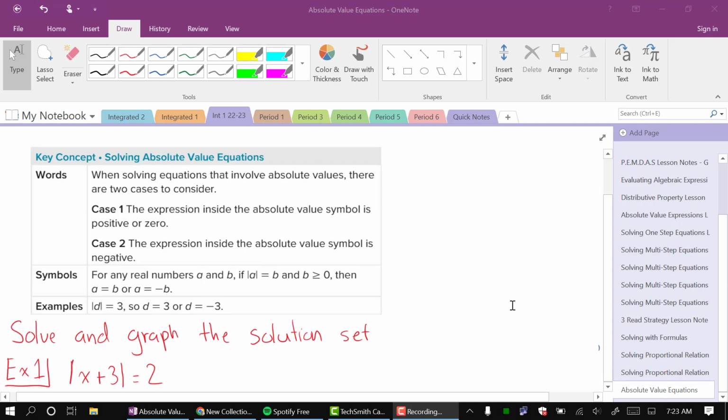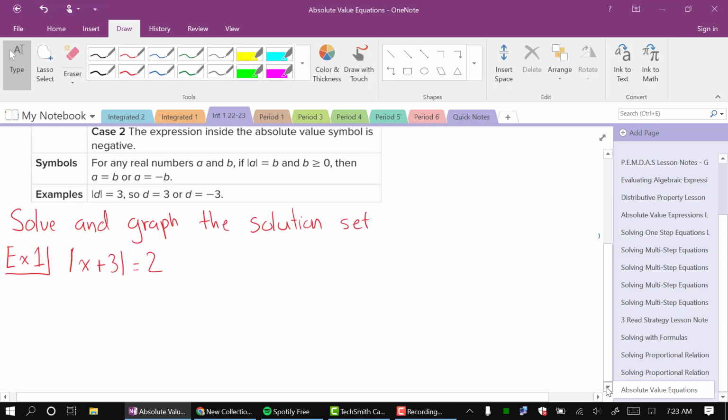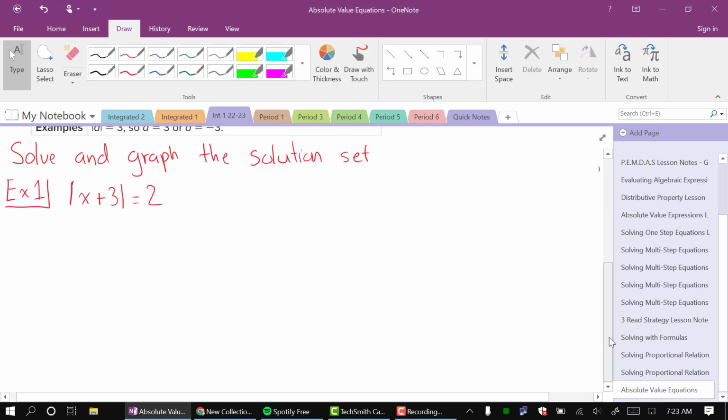So we want to solve and graph the solution set for this absolute value equation. I'm going to start off with case 1. What happens if the expression inside the absolute value is positive? So it'll be x plus 3 equals 2. So it's giving you a positive number out.